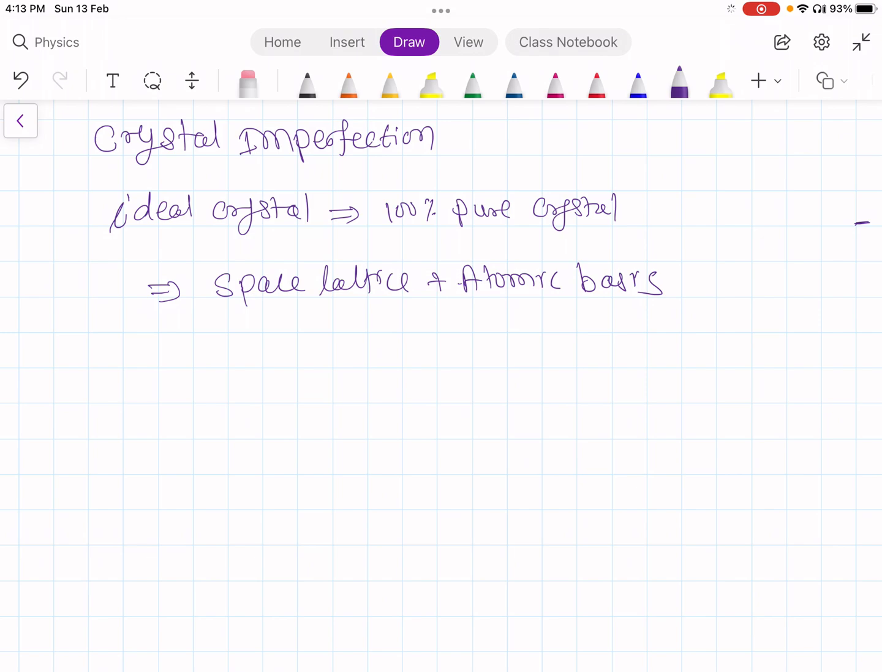You know what is the space lattice? Space lattice is nothing but infinite array of points in three dimensions such that each and every point has identical surroundings. And the atomic basis is every point in the space lattice is associated with one atom or more atoms. That is called atomic basis. So by combining this space lattice with atomic basis, we get ideal crystal. And in this ideal crystal, identical atoms are at identical sites.